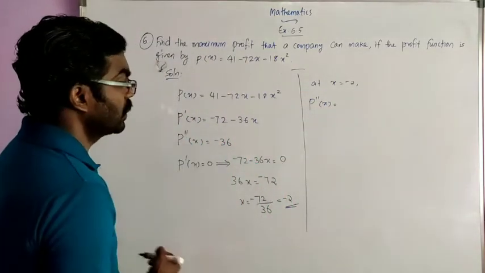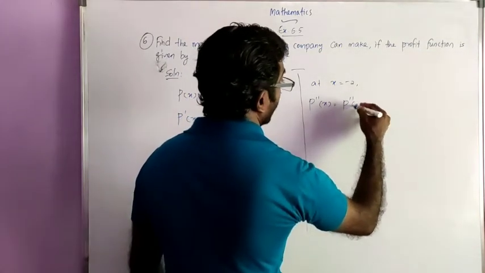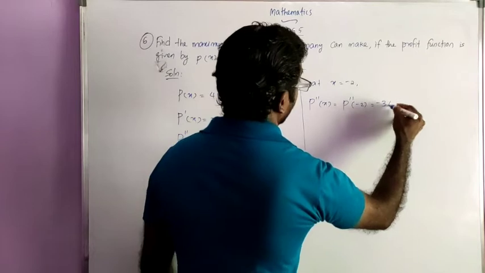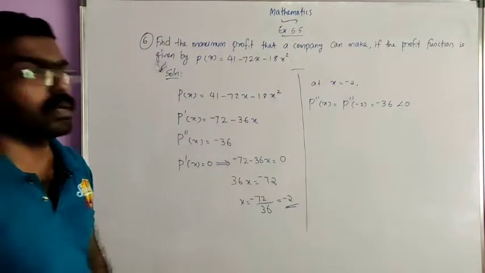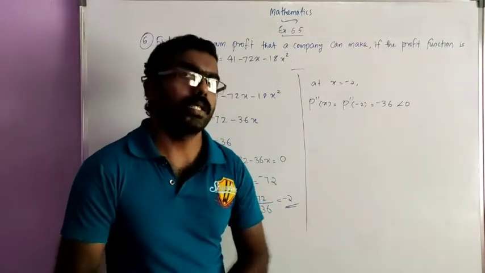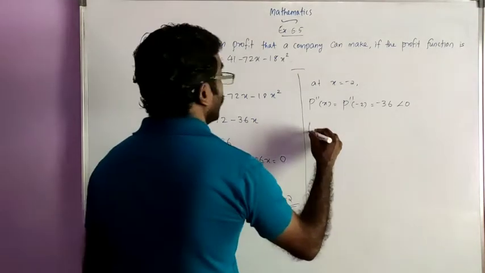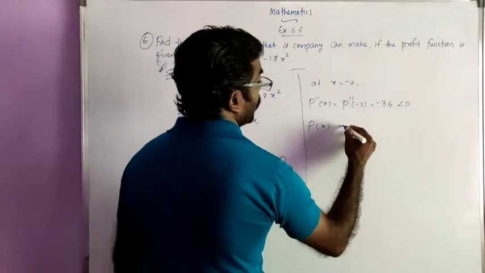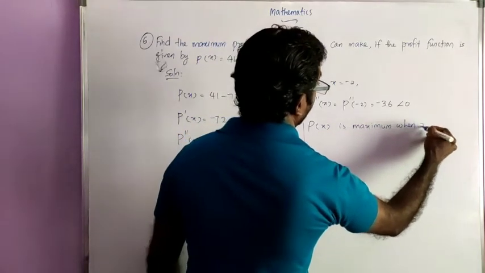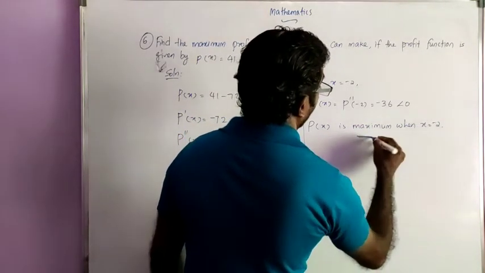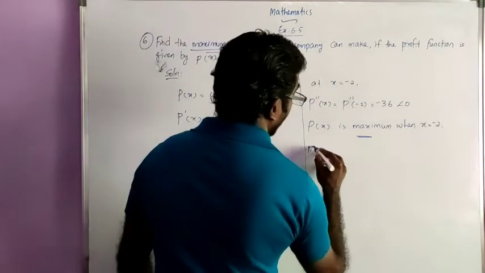So at x is equal to minus 2, P double dash of x is equal to minus 36, there is no variable x, so P double dash of minus 2, that will be equal to minus 36, and which is less than 0. Clearly it is less than 0, negative. Okay. So here P double dash of x is less than 0. That means the profit function P of x is maximum when x is equal to minus 2. And finally we have to find the maximum profit. Okay, maximum profit.